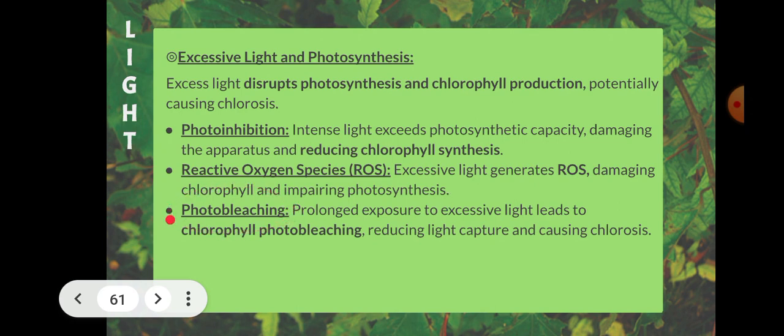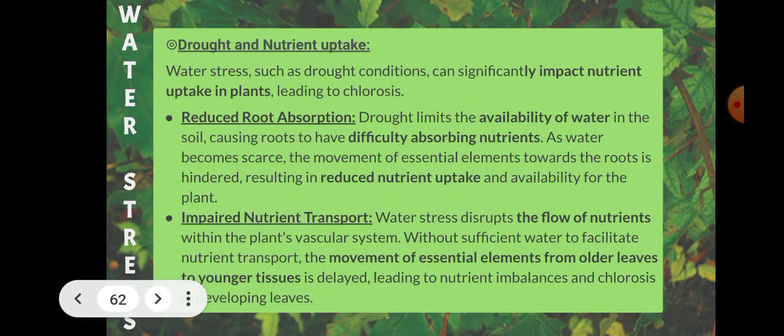The next one is photobleaching. Longer exposure to excessive light can lead to chlorophyll photobleaching, which reduces light capture and then results in chlorosis. The next one is water stress. First, I'll be talking about the consequences of drought. Water stress, such as a drought condition, significantly impacts nutrient uptake in plants and can lead to chlorosis. The first one is reduced root absorption.